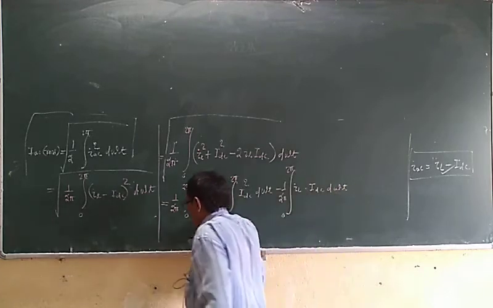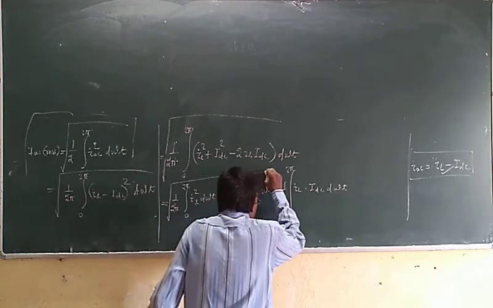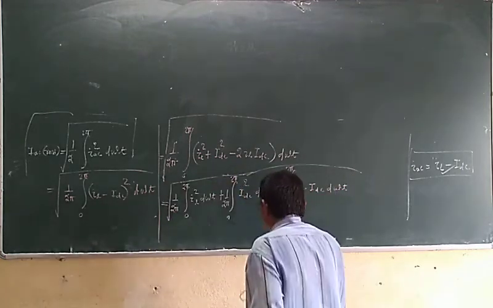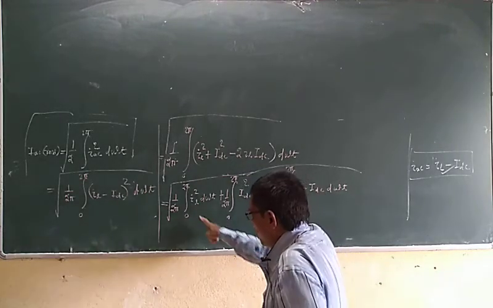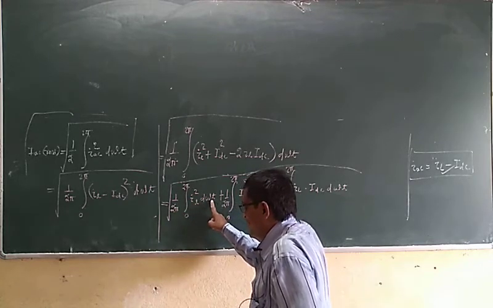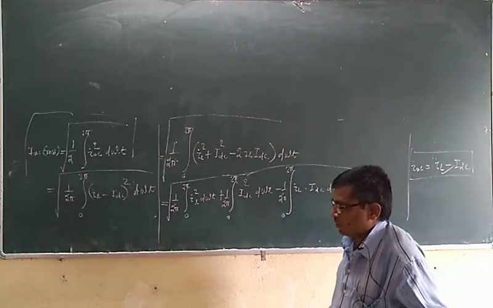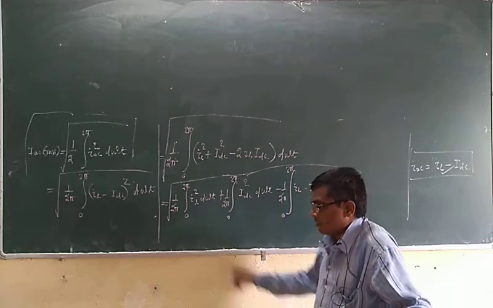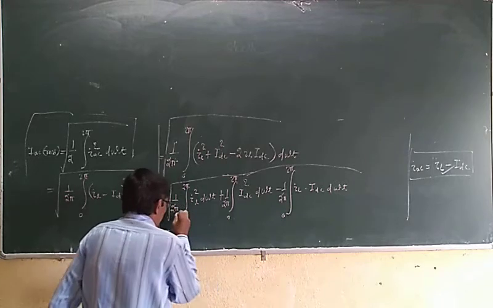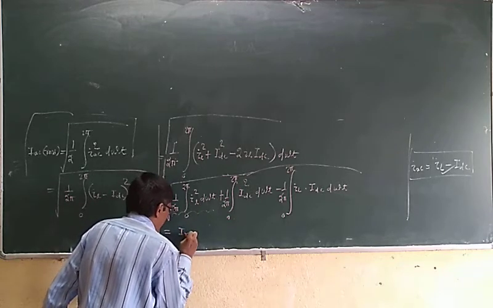Then we put the root over, root meaning square root. So now the IL square d omega t, 1 by 2 pi, 0 to 2 pi of IL square d omega t. This value was already discussed in your previous class, that is the IRMS square. Now we put this directly, the equation we previously calculated, IRMS square.